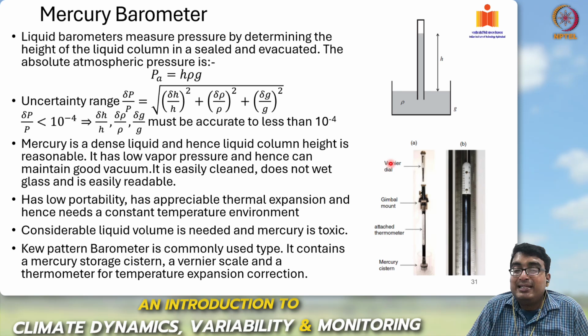Considerable liquid volume is needed, and mercury is a toxic liquid. A common type of mercury barometer used is a Q pattern barometer, which has been shown here, and this is a kind of vernier dial that has been shown here. It contains a mercury storage cistern, a vernier scale to get the height more accurately, and a thermometer is inbuilt into this barometer for temperature measurement and the corresponding correction of the mercury expansion factor.